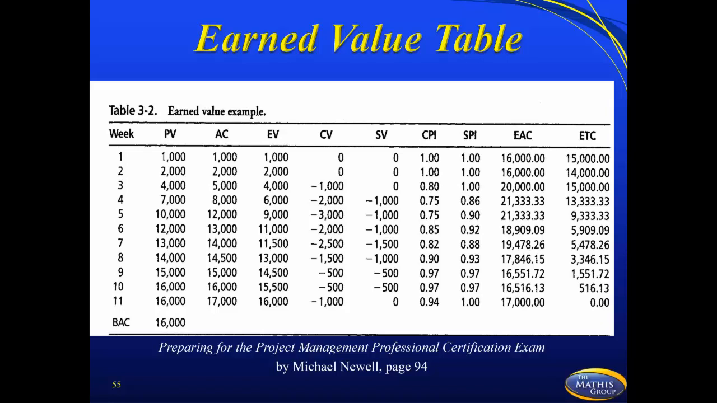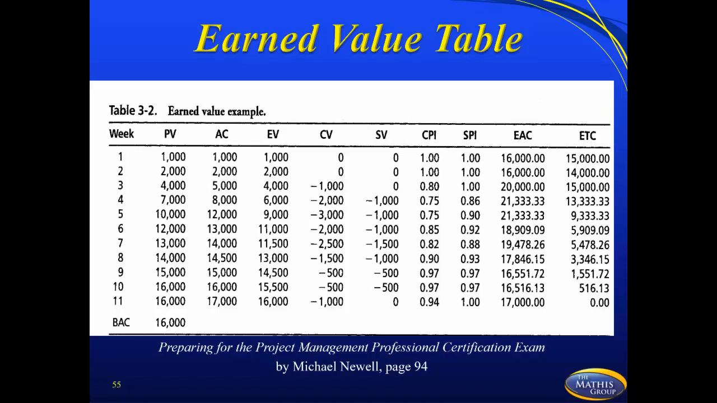So week 1 of CPI and SPI is 1.00, 1.00. It's perfect, okay? All right, if I drop down to week 4, I'm 0.75 on CPI, I'm 0.86 on SPI. So I'm behind schedule, I'm over budget 25%. All right, so let's drop down to week number 9. 0.97, 0.97. I'm within 3%. I'm still over budget, but it's 3%. I'm still behind schedule, but it's 3%.